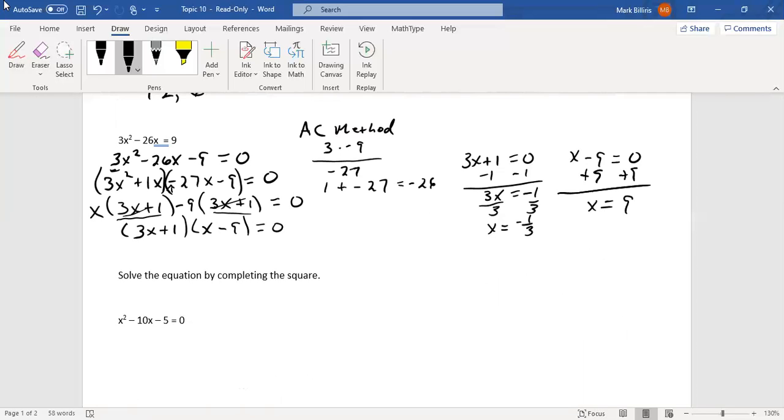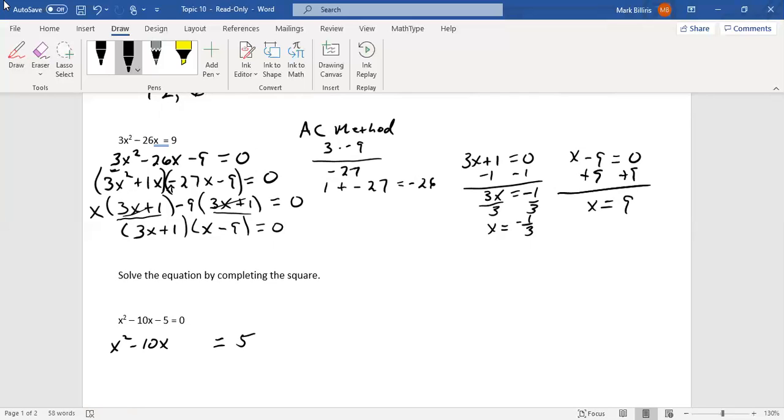So the process is this. The first thing that we do is we move the constant to the other side of the equal sign so that terms that have x are isolated. So we have x squared minus 10x equals positive 5, because when we move a negative 5 from the left-hand side to the right, it changes signs. So that's step number 1.